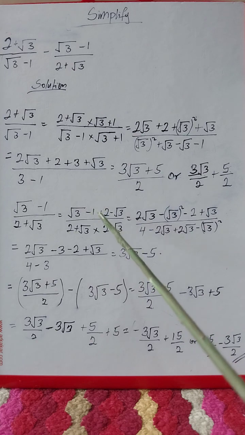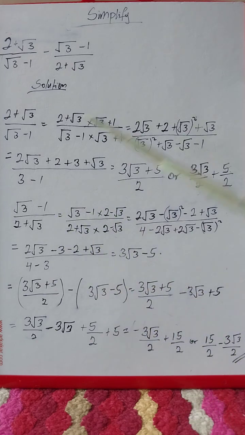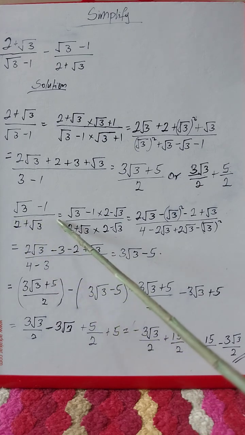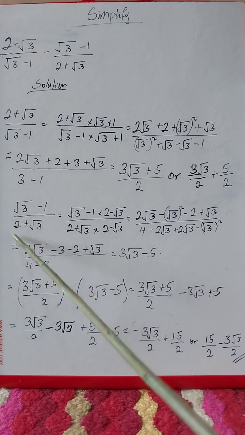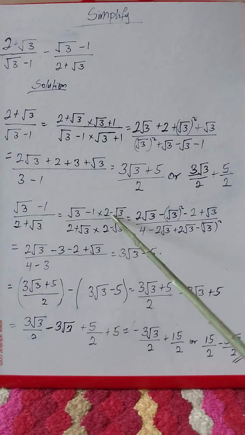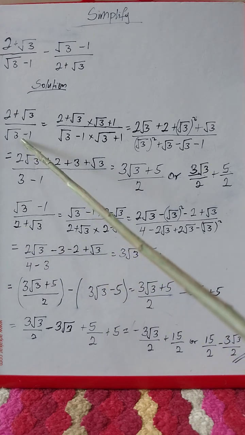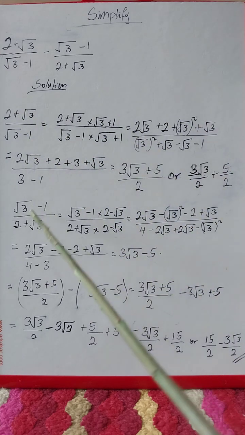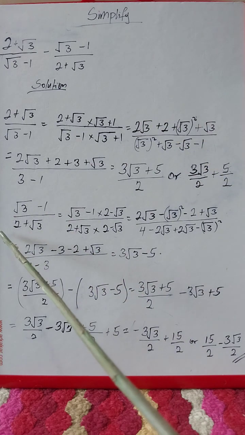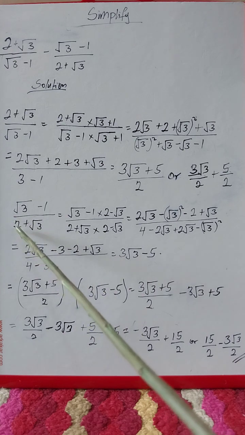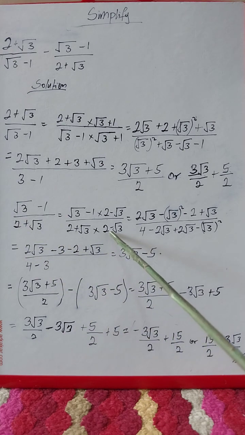So pause here, let me draw your mind to something for you to clarify your understanding. You see the denominator is 2 plus root 3. Here it is positive, so we change it to negative. If it is negative, we change it to positive. So let's move ahead. The conjugate of 2 plus root 3 is 2 minus root 3, and we multiply it by both the numerator and the denominator.